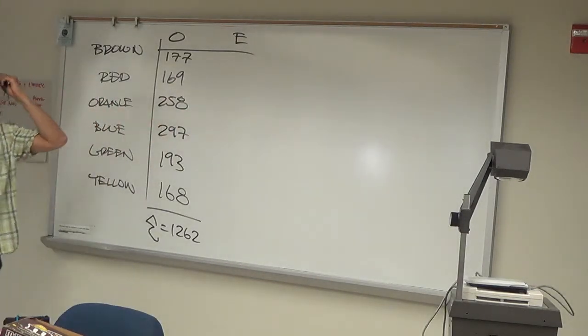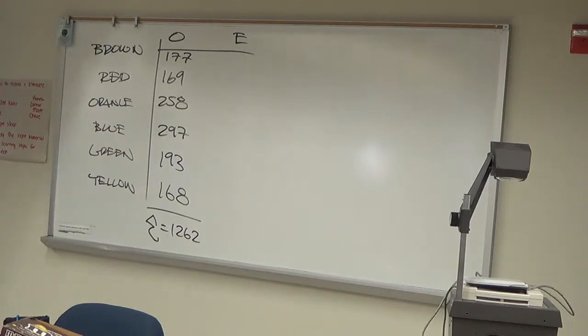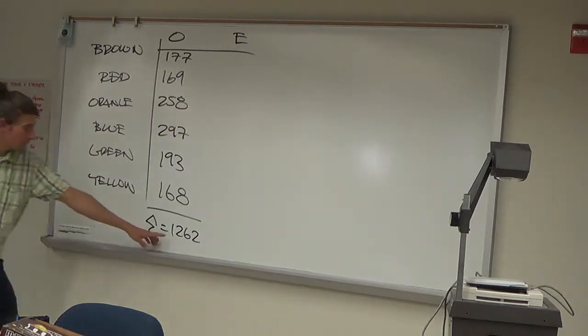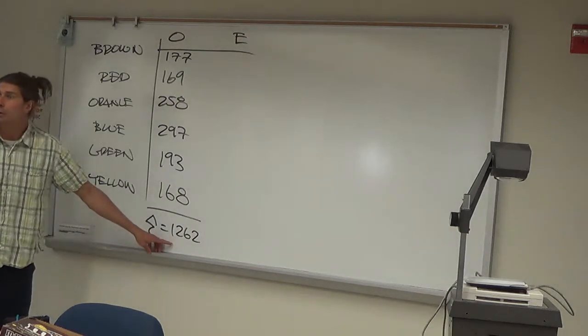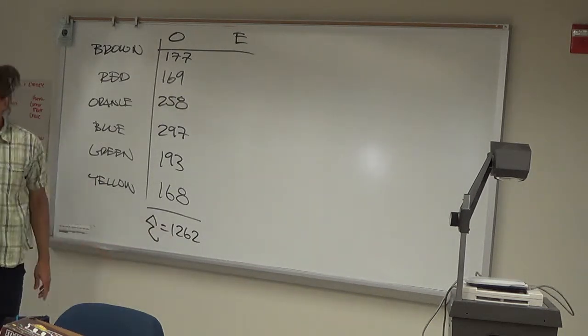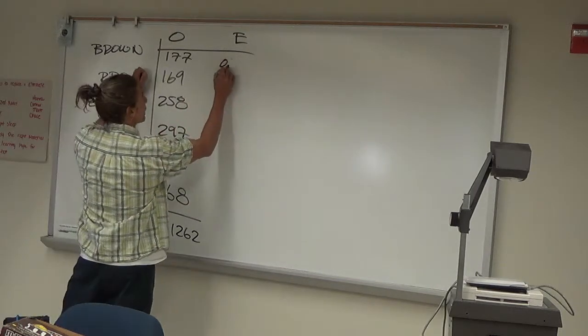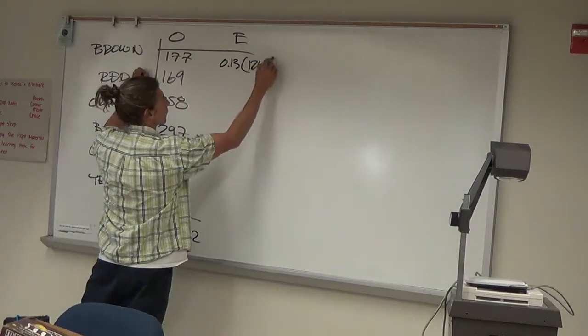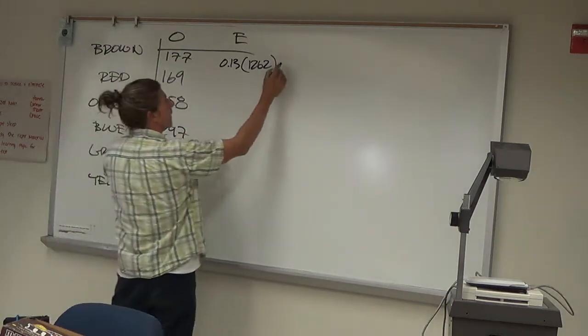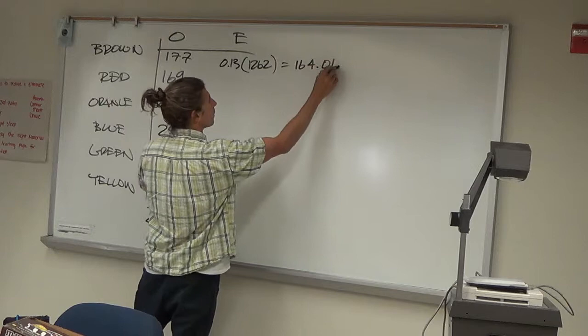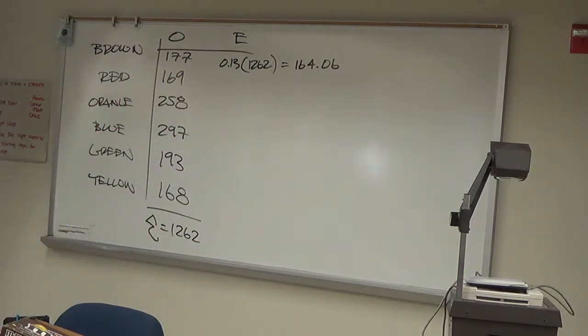So how are we going to figure that out? What do you think? What should go in the E column for brown? Austin, go. Take the total, whatever it should be. Exactly. We know that there were 1,262 total candies, yes? What percentage of them should have been brown? 13%, yes? So take 13% of that. Excel tells me that should be 164.06. Double check my math, if you would. Excel should be correct. I just want to make sure that I'm doing this right.